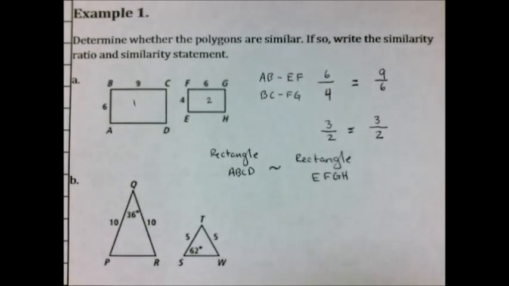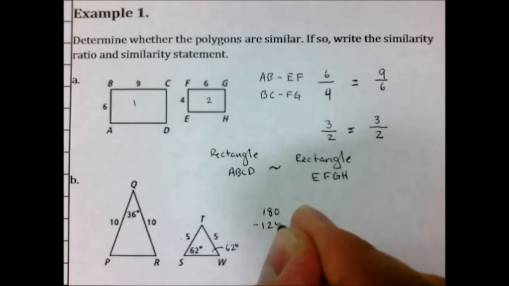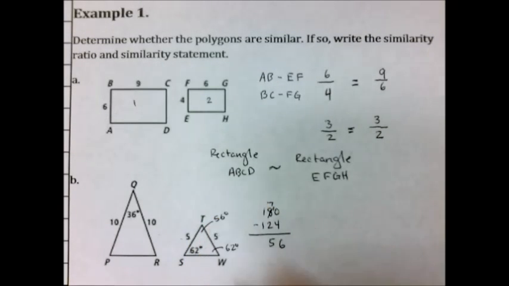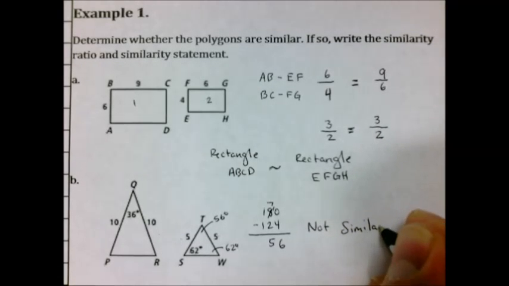The second part gives us two triangles, and we see these two triangles are isosceles triangles. Remember, the first step is to figure out if the angles are congruent. Because this is an isosceles triangle, we know angle W is 62 degrees. The other base angle should also be 62 degrees. All the angles in a triangle add up to 180, so 62 plus 62 is 124, and 180 minus 124 is 56. So angle T is 56 degrees, which means that because these angles are not congruent, the two triangles, PQR and STW, are not similar.